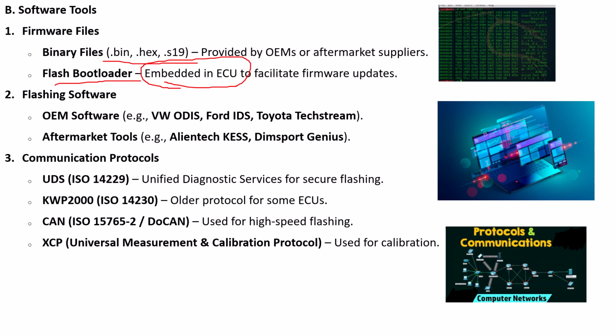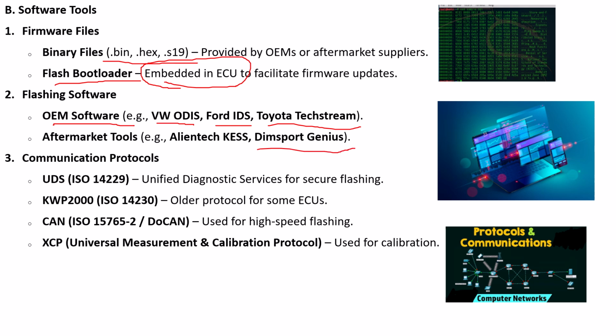Next comes the flashing software. When it comes to flashing software, OEMs have some ready-made software like Volkswagen ODIS, Ford IDS or Toyota Techstream. All these flash the actual software into the ECU. And there are again some aftermarket tools like AN TechS and DimSport Genius.